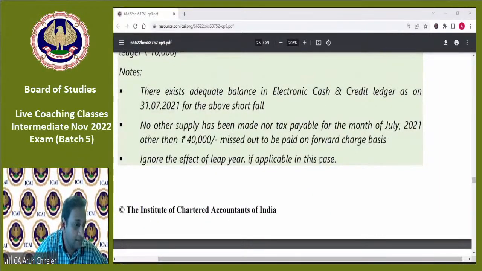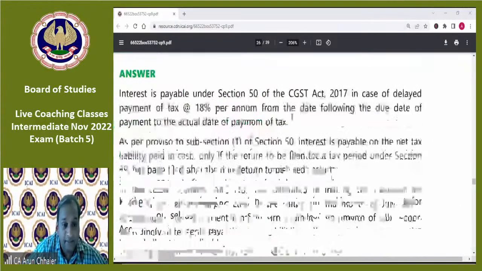Akash, liability of June declared after June but filed before the due date, it is not possible. Akash, you are saying that liability of June is added in July. So July will be open, but July will be open only in August. July's return will not be available in July; July's return will be available in August only. So the statement you are saying is not possible. Is it clear? Let's see the answer.